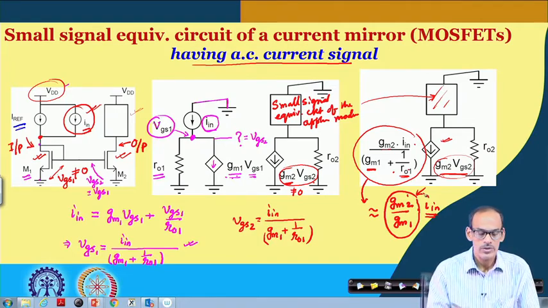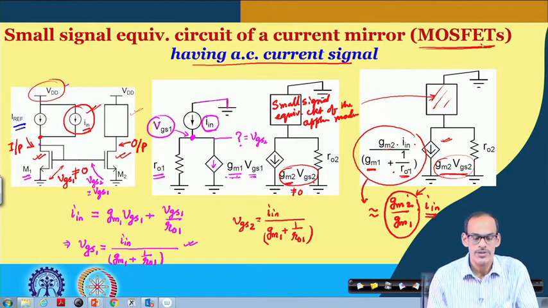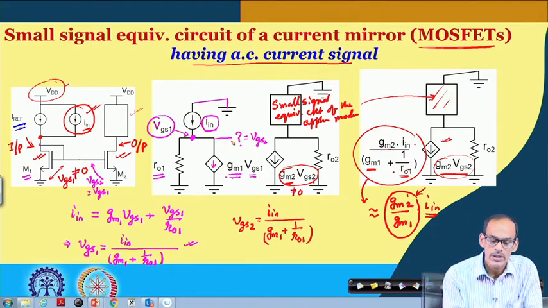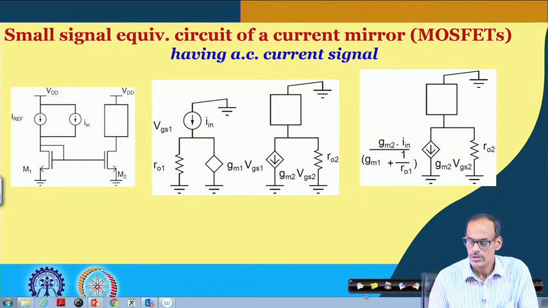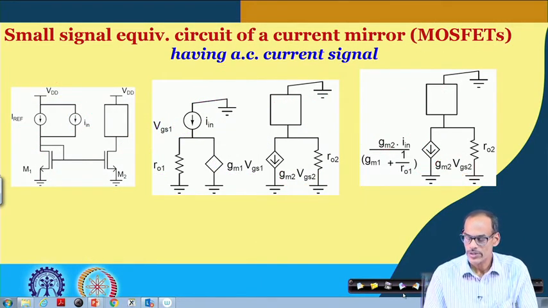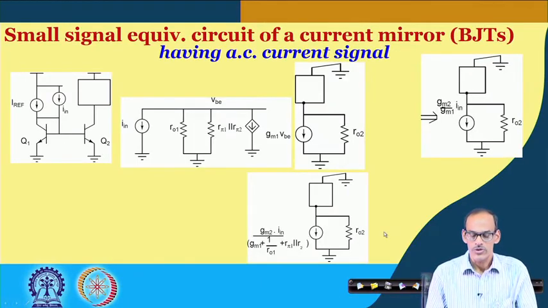Similar to this MOSFET version, if you consider the BJT, there also you will get a similar kind of expression. The only thing is that here we will also have R pi. Let me quickly go into that. Here we do have the circuit.